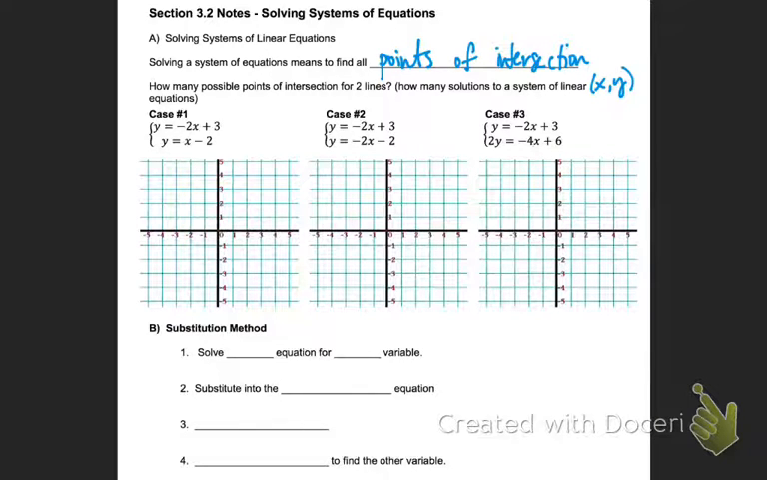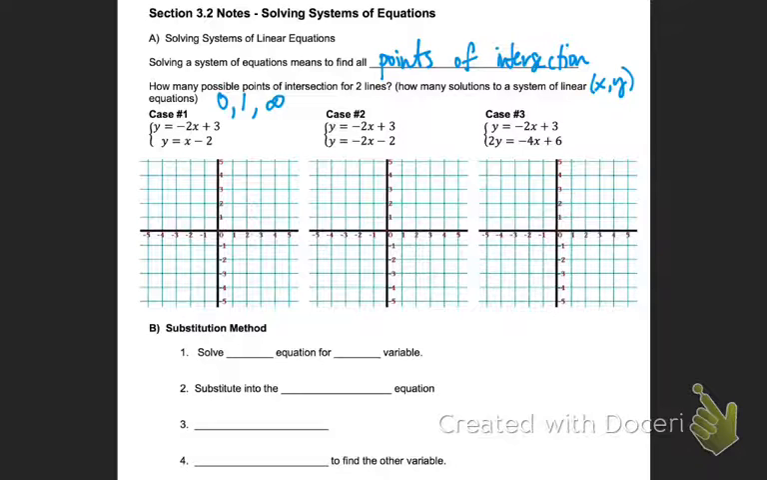The answer is they could never cross, which would be parallel lines. They could cross once, or they could cross an infinite amount of times, which means that they're the same line.